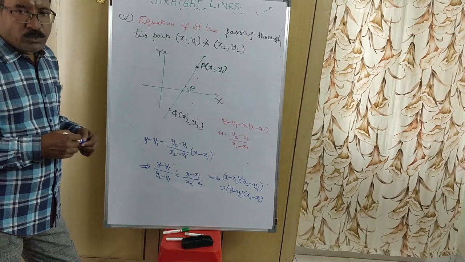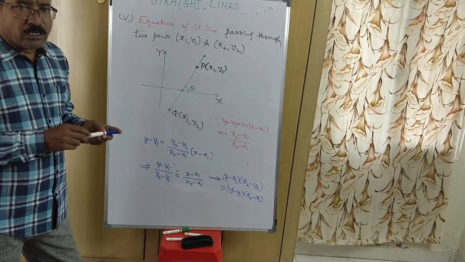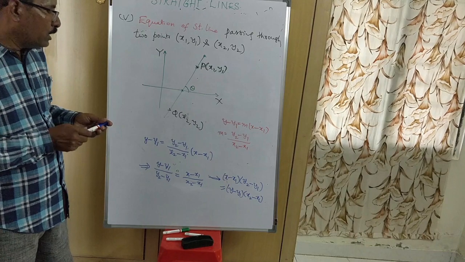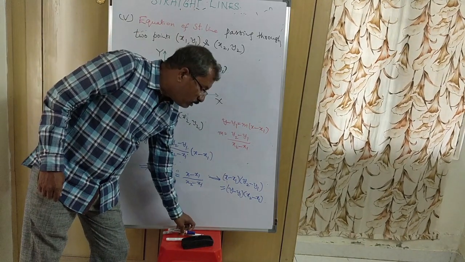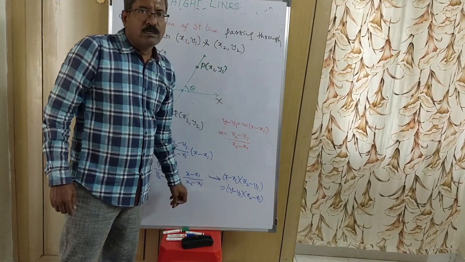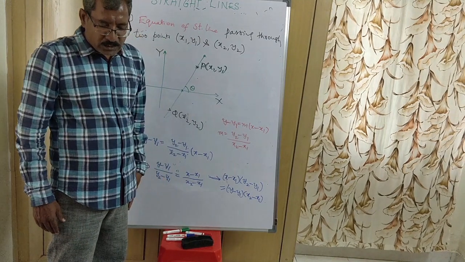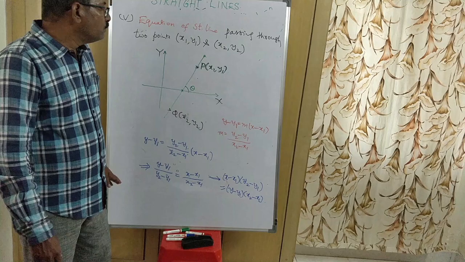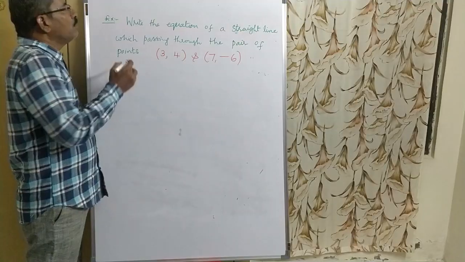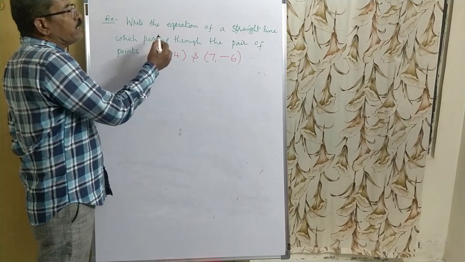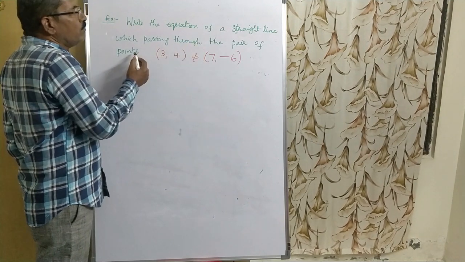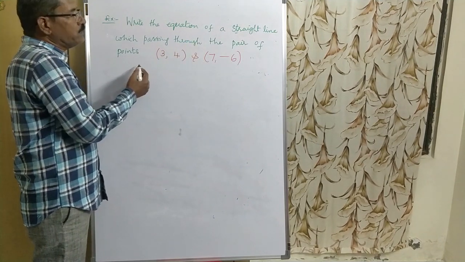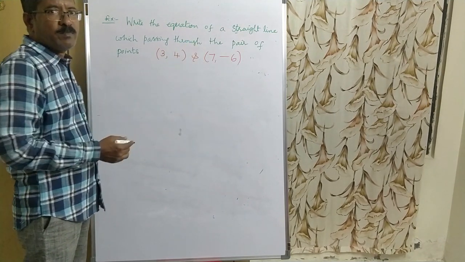These are the different forms of the straight lines which you learned in the lower classes. On this, I have to do some exercise then. Okay. See here, write the equation of a straight line which passes through the pair of points 3, 4 and 7, minus 6. Here the two points are given.